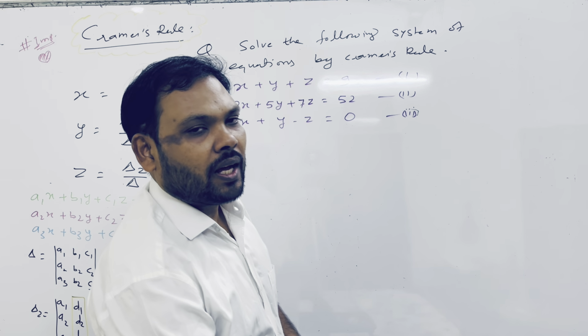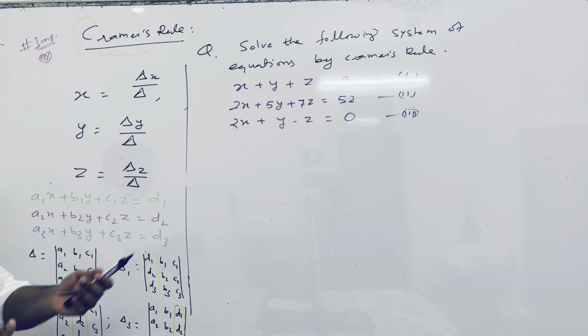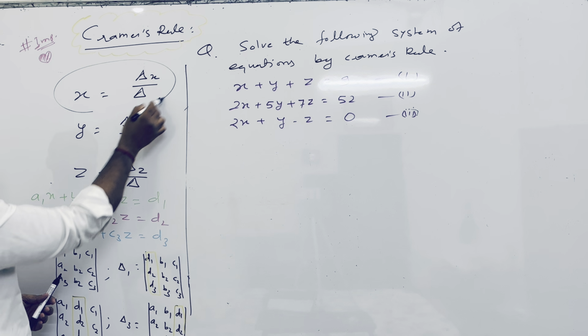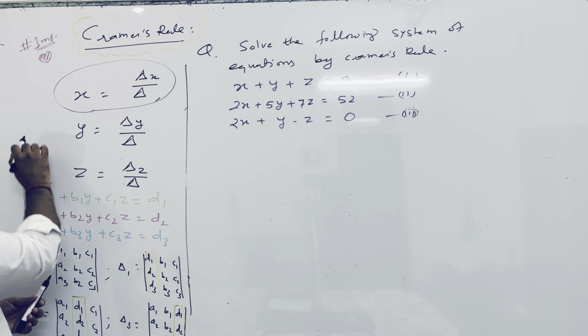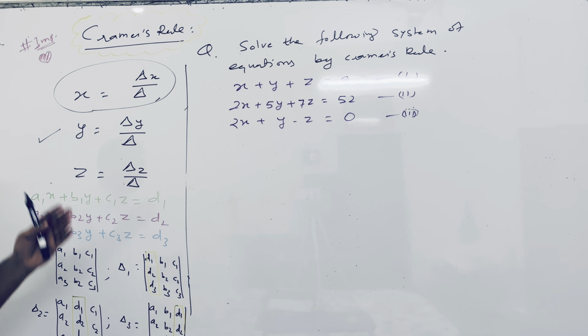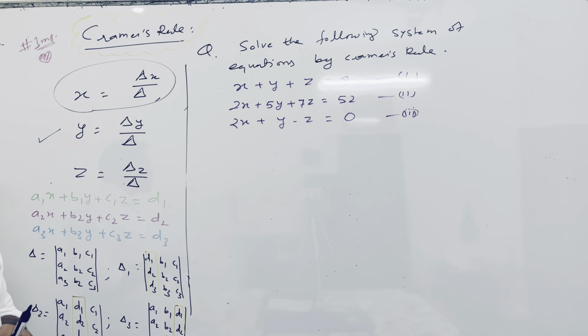Okay, let's see. As you can see here on the board, we are going to discuss Cramer's rule, and Cramer's rule talks about how we solve a system of equations. So x will be equal to del x upon del, the value of the y variable will be equal to del y upon del, and z will be equal to del z upon del. Now the question arises, what are these dels? Basically these dels are determinants.